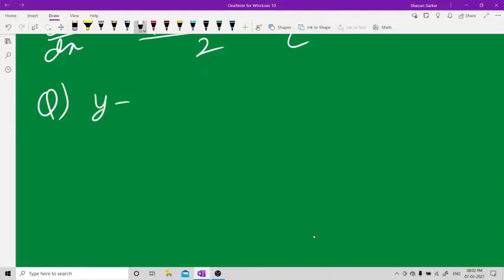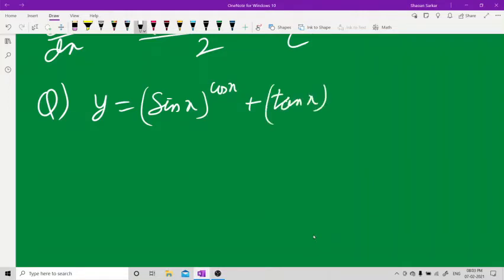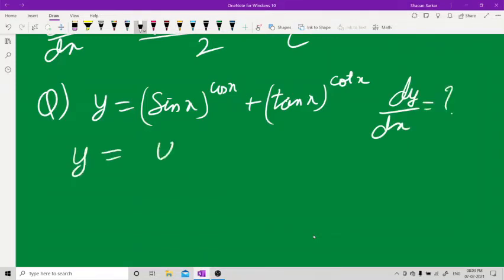Now y equal to sin x to the power of cos x plus tan x to the power of x, or anything. You can take anything of your choice. You can take, say, cot x. Take cot x, no problem. So consider I want dy by dx. Now in this type of question, the technique is: write this as u, write this as v.